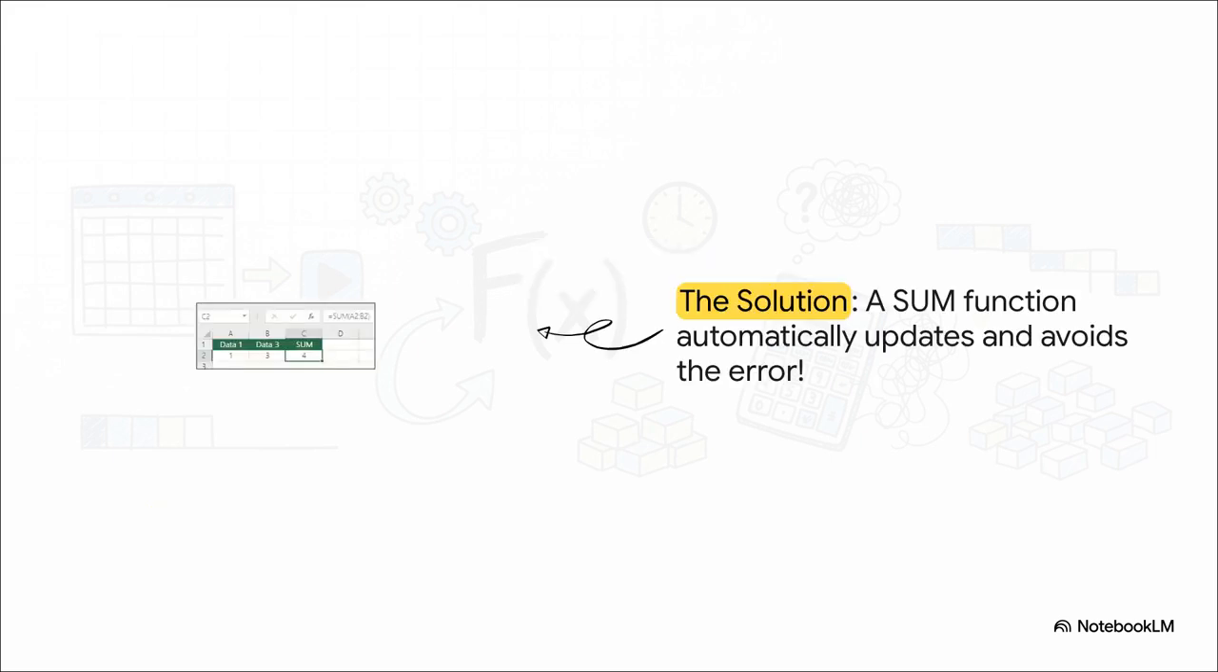A sum function is way smarter. If you'd written equals SUM A2 to C2, the function understands you mean the range from A2 to C2. So when you delete that middle column, it just adjusts itself automatically and gives you the right answer. No extra work needed. It just adapts. That's time saved and a huge error avoided right there.